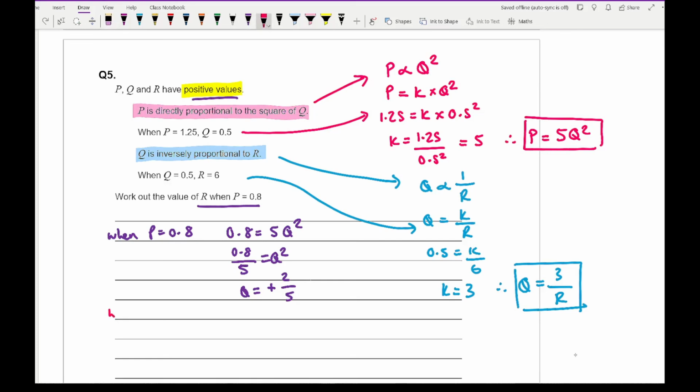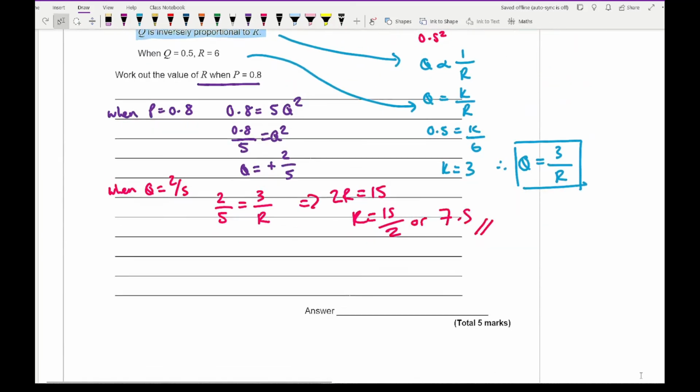Then from this, when Q equals 2 over 5, I'm going to use this formula here, so I get 2 over 5 equals 3 over R. From that I can cross multiply or get equivalent fractions. So it's going to be 2R equals 15. So R equals 15 over 2, or 7.5. Any of those answers would be fine for the 5 marks.